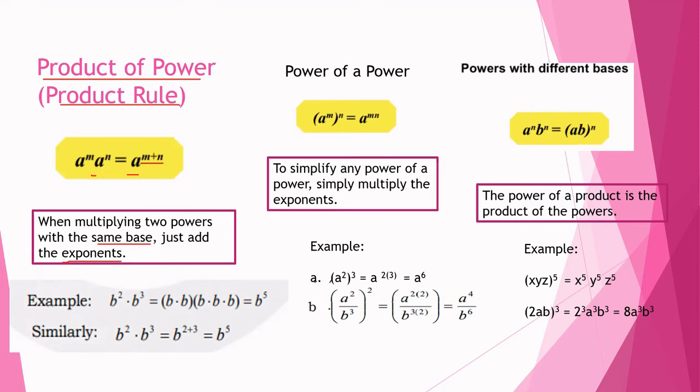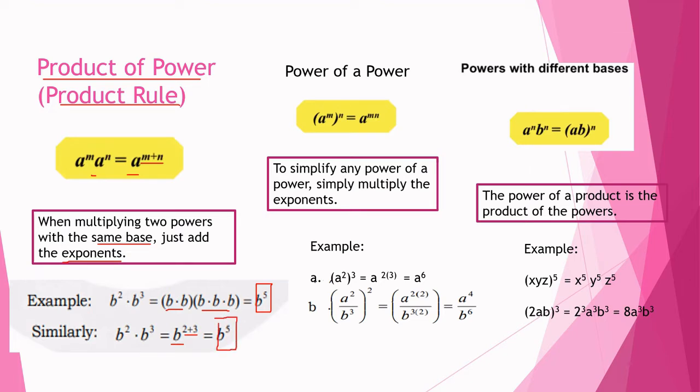For example, b squared times b cubed. So, b squared means b times b. b cubed means b times b times b. So, we have b to the 5th power, or simply add the exponents of the same base. So, b raised to 2 plus 3 equals b to the 5th power.